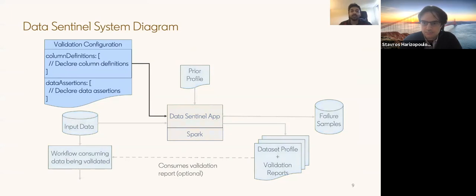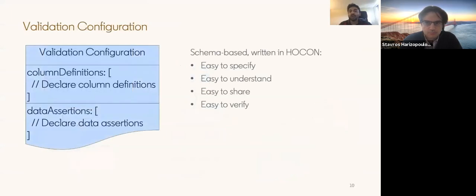Let's take a closer look at the validation configuration. It is written in HOCON, a human-optimized config object notation, a superset of JSON. The declarative nature of the config makes it extremely easy to specify, understand, share, and verify. Furthermore, being schema-backed, it provides robust compile-time validation and serves as documentation of the supported parameters.